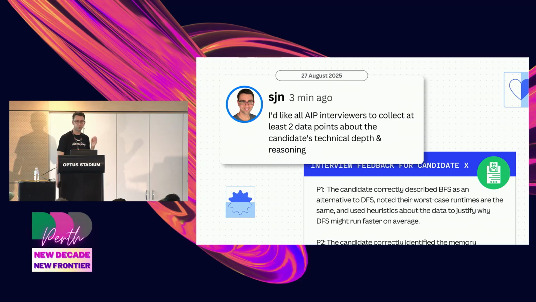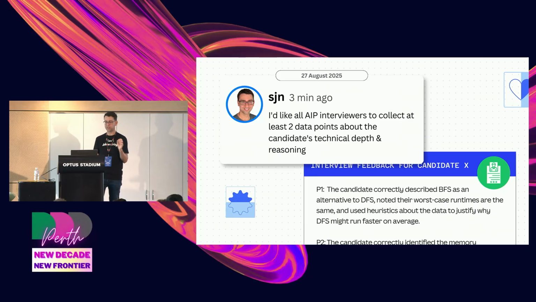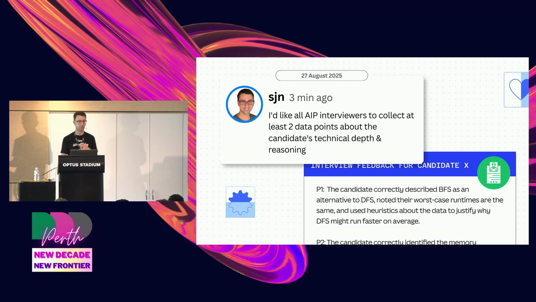And second, we address the AI computer science fundamental gap by requiring interviewers to collect at least 2 data points on the candidate's technical depth and understanding. And we try and weave these questions into the interview naturally without breaking the flow while still capturing the signal that we need. So topics here could include runtime complexity, memory trade-offs, data structures and algorithms, and performance bottlenecks.